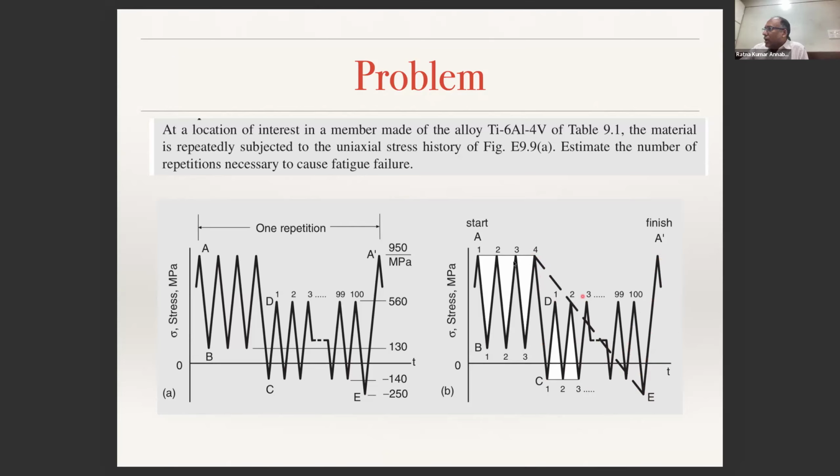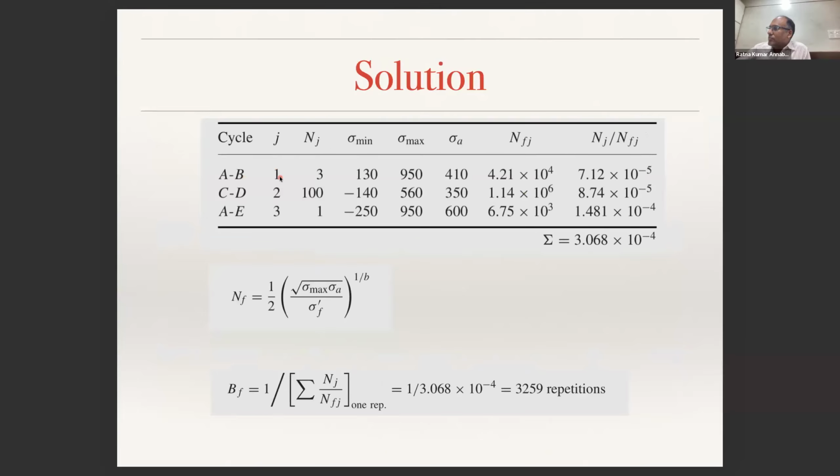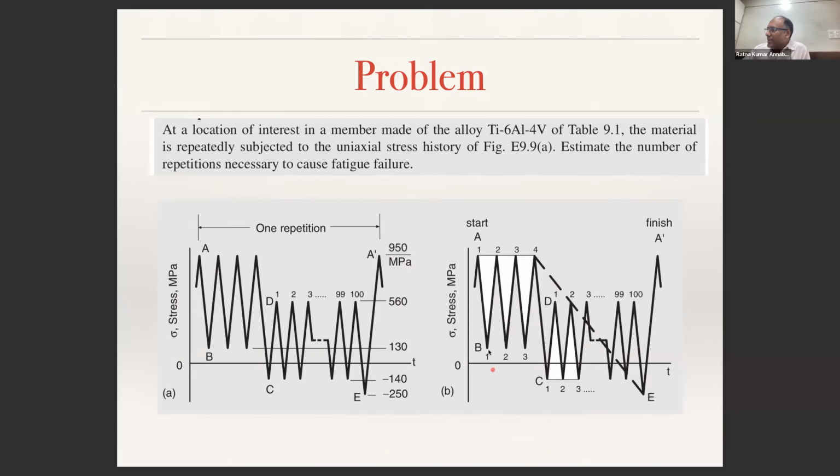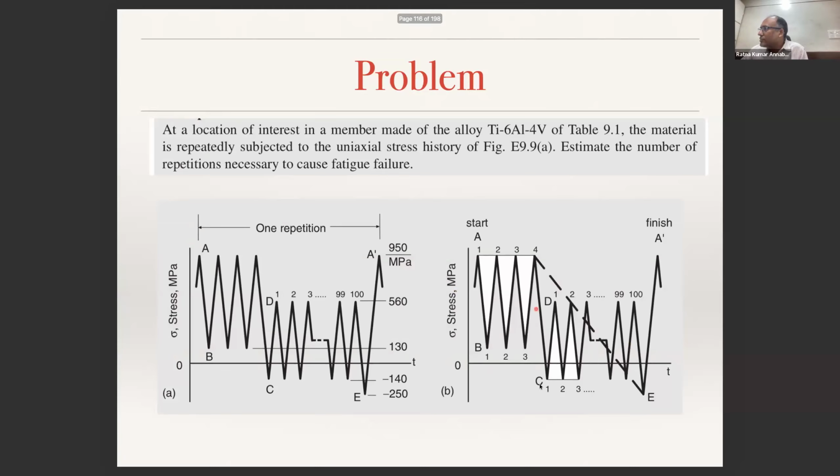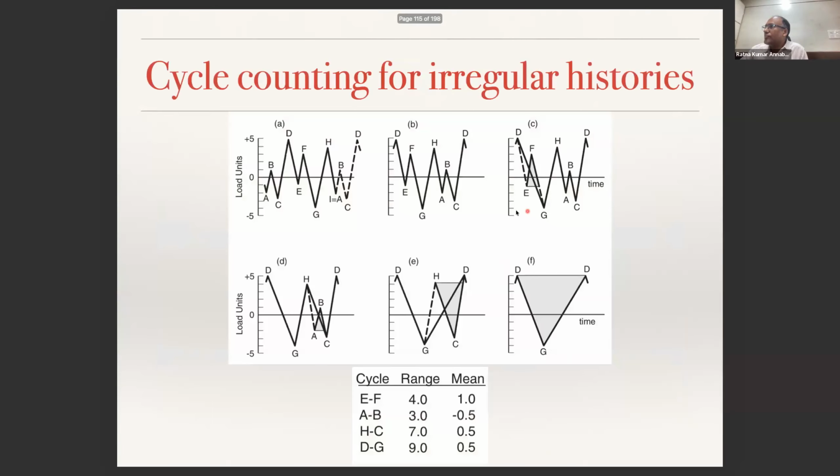Right? So now you have, this is the first one, sigma M1 and sigma A1. How many cycles are there? 3 cycles. Sigma A2, sigma M2, how many cycles? 100 cycles. And then sigma M3 and sigma A3 for this large one, 1 cycle. And that is what we need to do. So AB, this equivalent to AB, you have to count 3 cycles. CD, C and D, 100 cycles. And then EA.